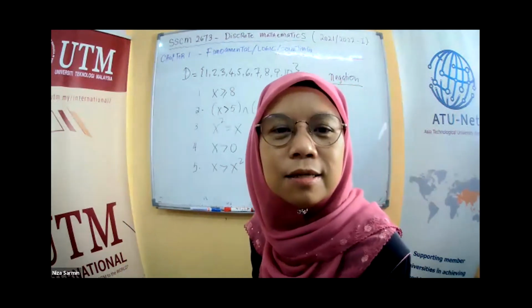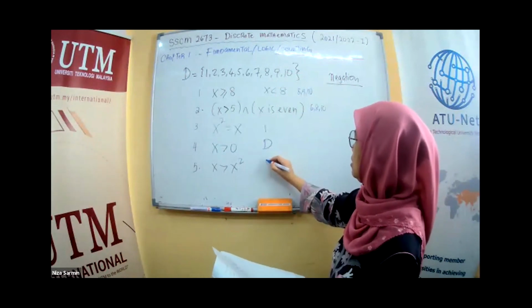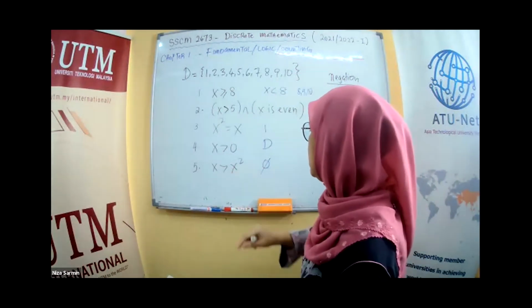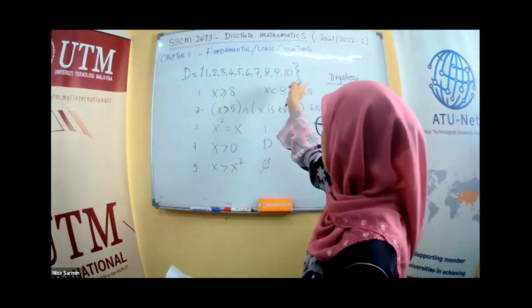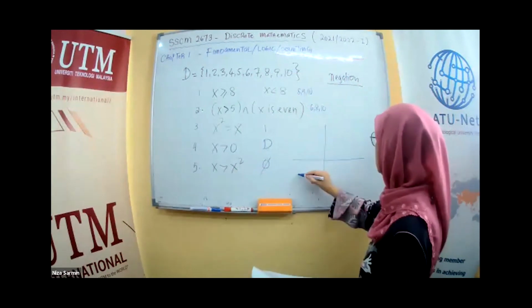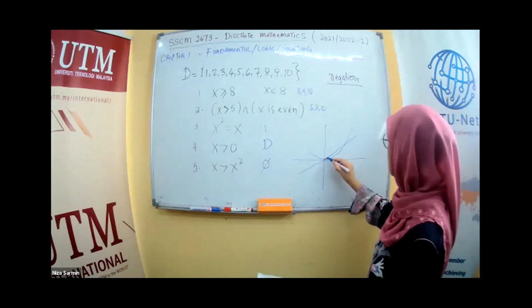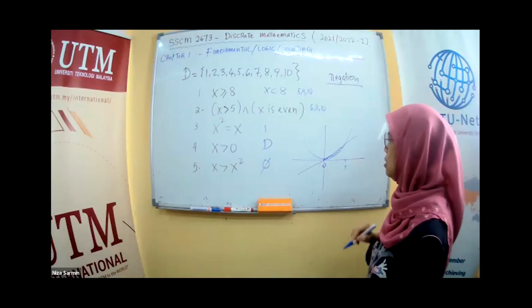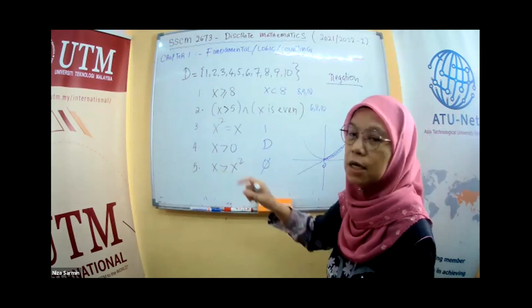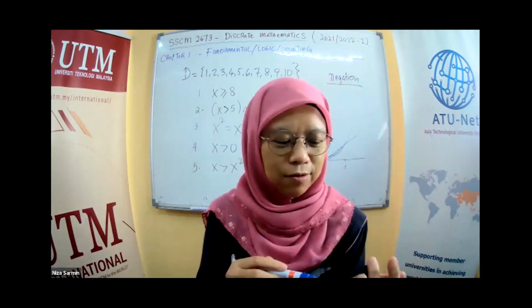Okay, last, Alia. All false. So the answer will be the empty set. X will never be bigger than X squared for all those. X will be bigger just in between 0 and 1, right? So if it's 1, it's not bigger than. Okay? All right, so we are done for today.